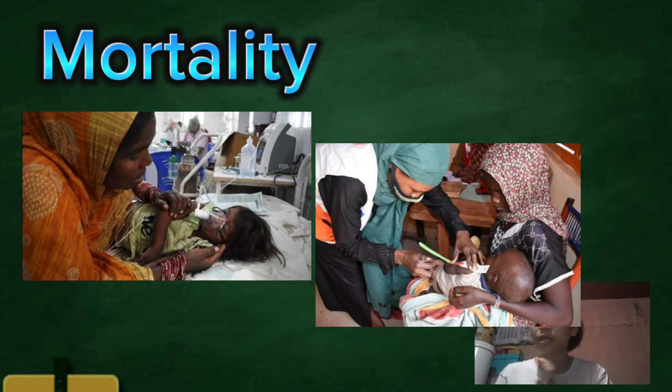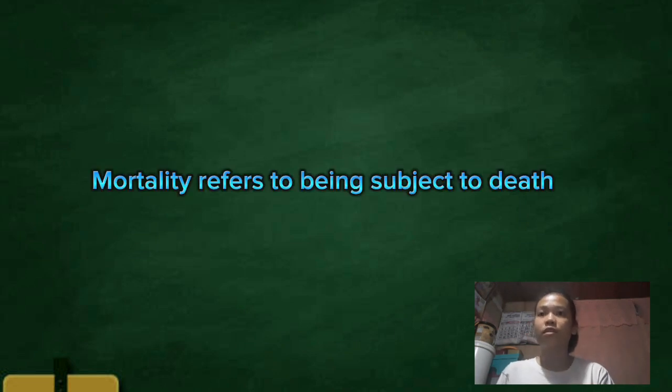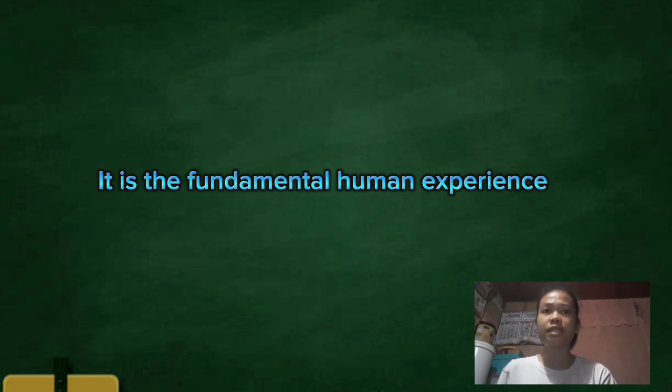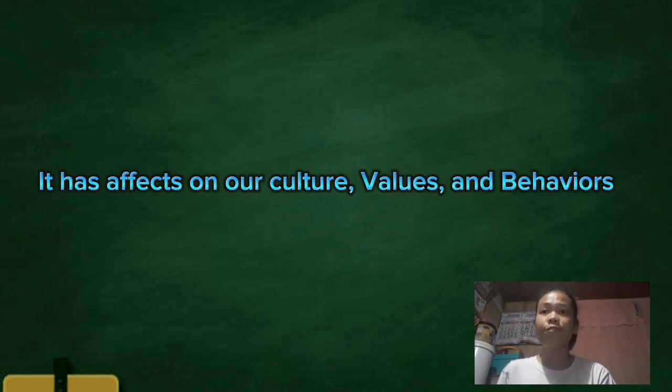So let's dive into our second topic, which is mortality. Mortality is the opposite side of fertility. Mortality, what can you say about mortality? Of course, mortality is defined as a state of being mortal or subject to death. It is a fundamental aspect of human experience, and it has far-reaching effects on our culture, our values, and our behaviors.